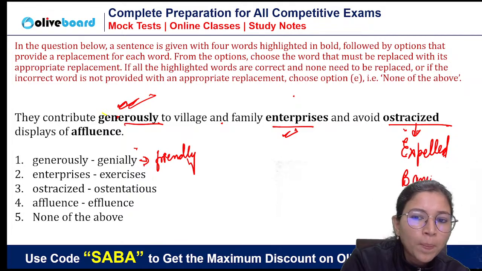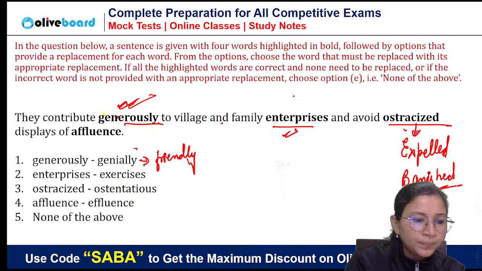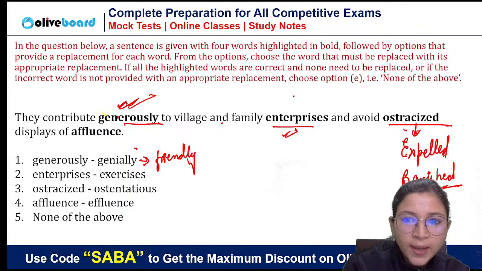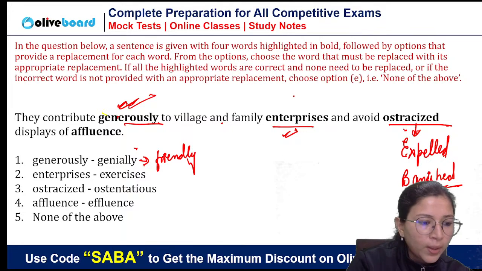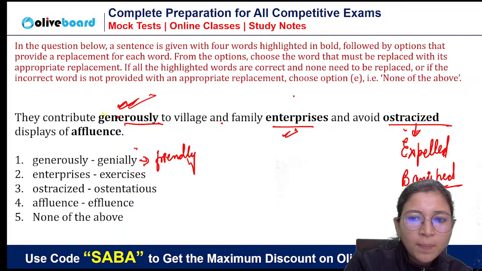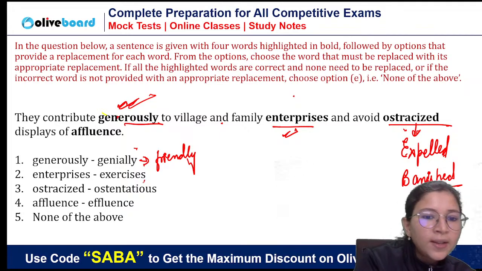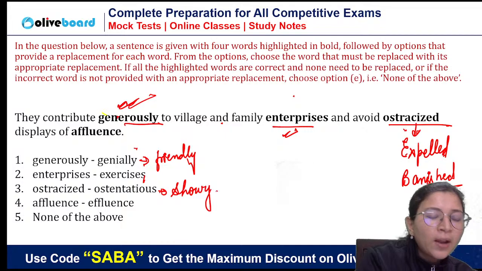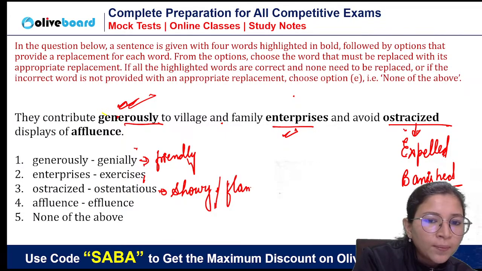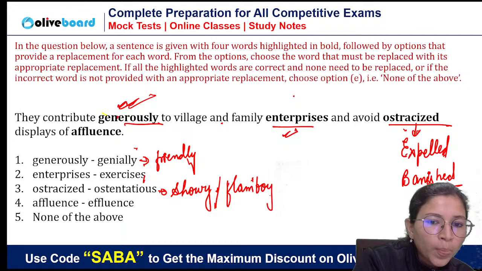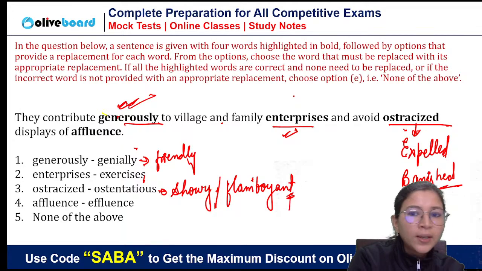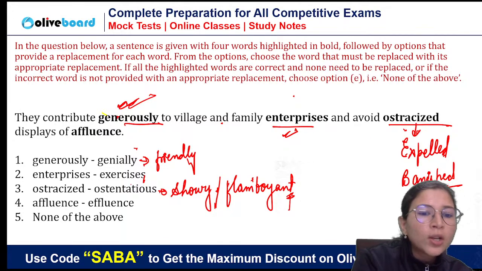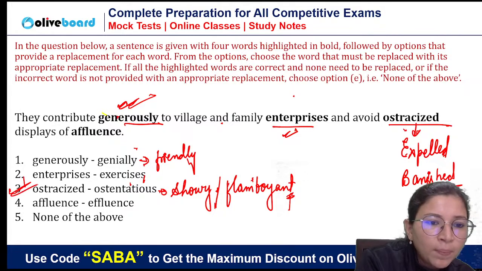Banished, right? I always get stuck in vocabs. Okay. So it will be expelled, banished, all these things. And here ostentatious, basically we say showy, and avoid showy, flamboyance. Okay. All these you can say. Pompous, showy, display. Okay. So they avoid ostentatious. This will definitely be replaced.